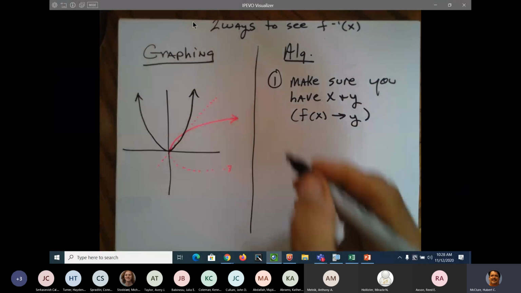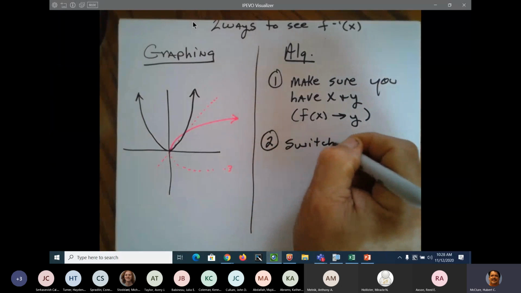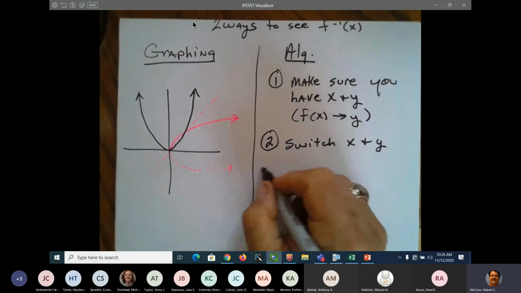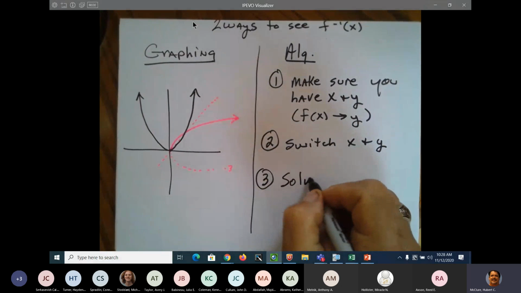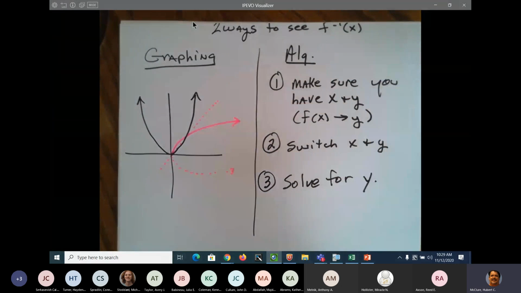Two, switch the x's and y's. Three, solve for y. Now, I know that sounds kind of redundant, but we're going to do it here in just a minute, and I'm going to show you the graph, and then you'll see what I'm talking about.